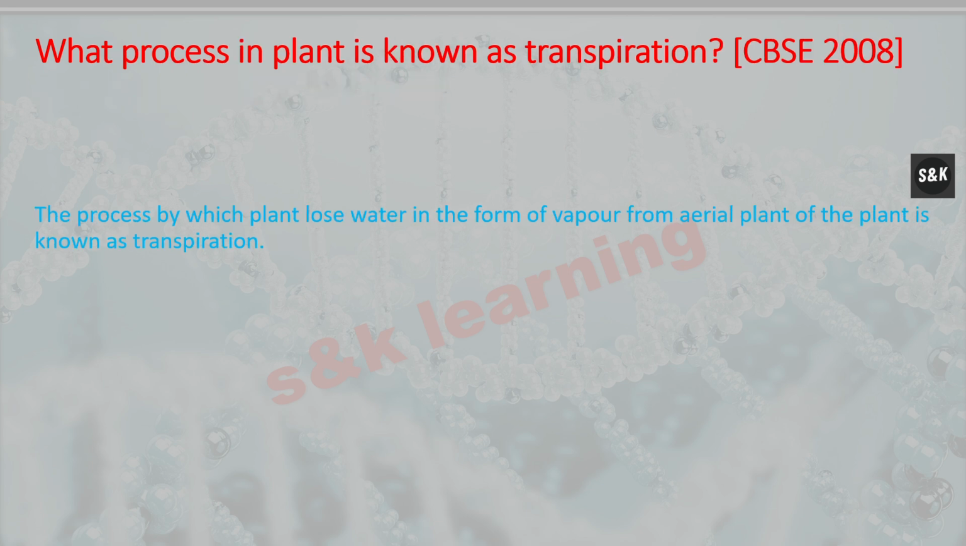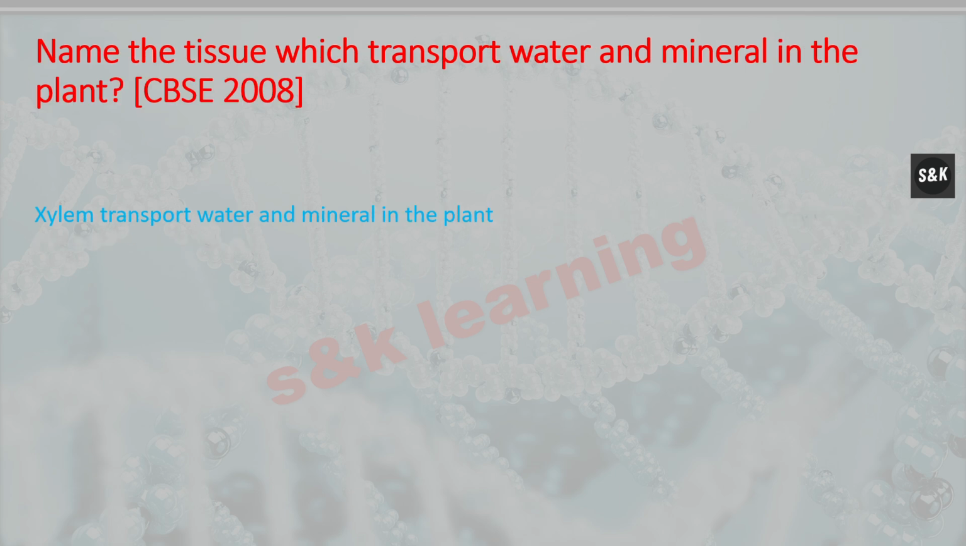Next, what process in plants is known as transpiration? The process by which a plant loses water in the form of vapor from the aerial parts of the plant is known as transpiration. Next, name the tissue which transports water and minerals in a plant. Xylem transports water and minerals in a plant.